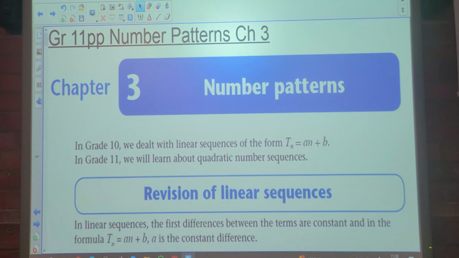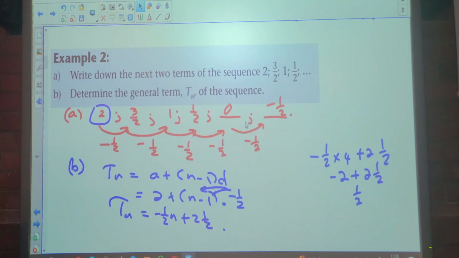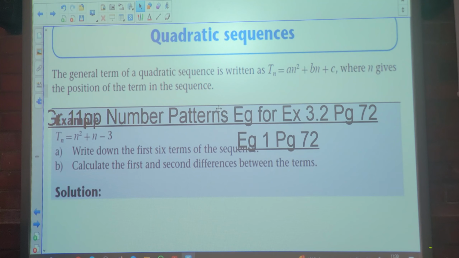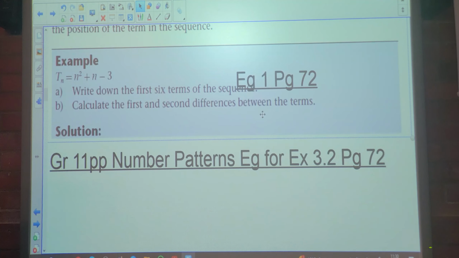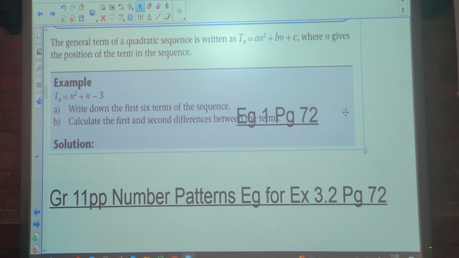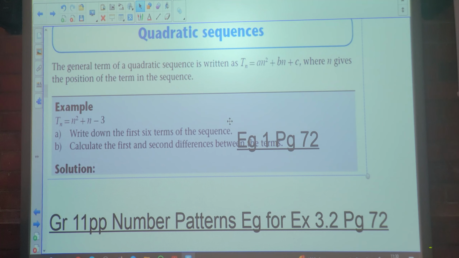Okay, good morning class. So today we're looking at number patterns. We're looking at the example for exercise 3.2 on page 72. There's only one of these, so I'll take one out of the exercise as well.